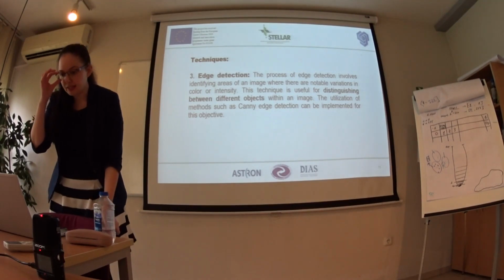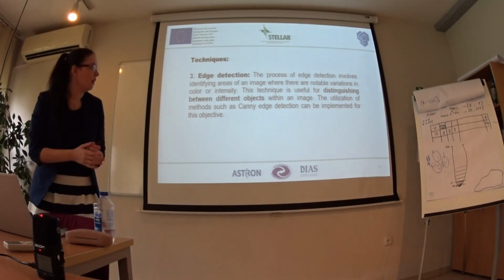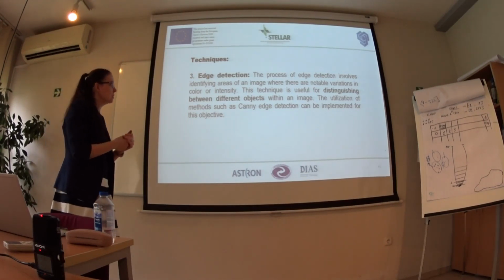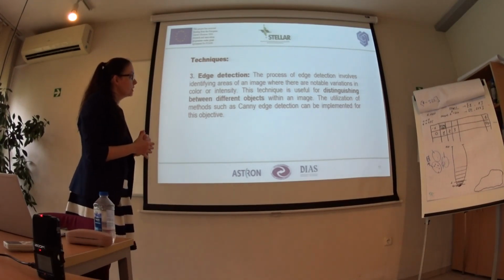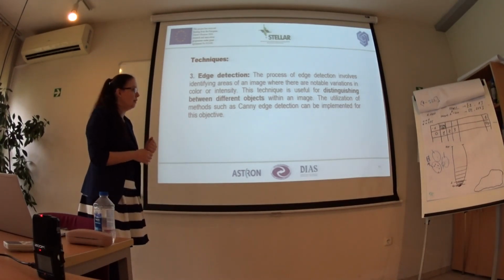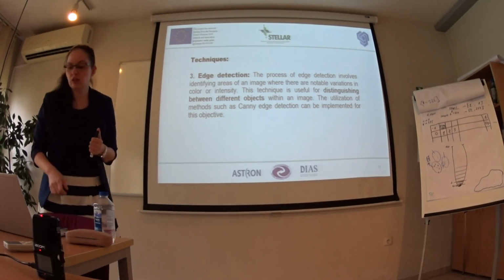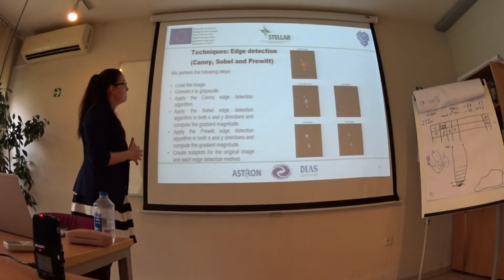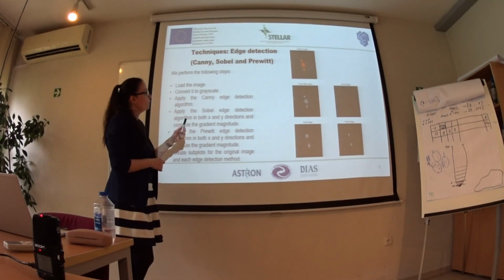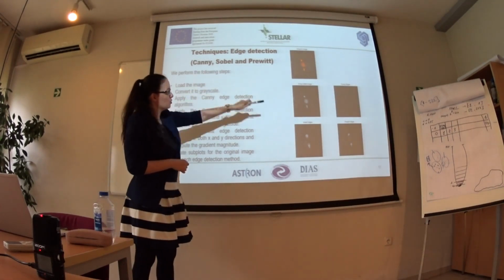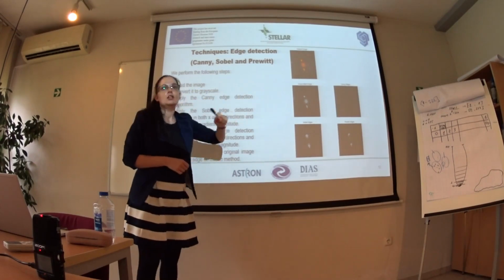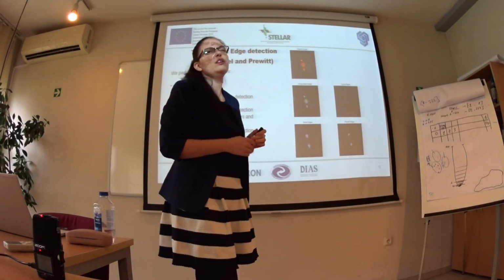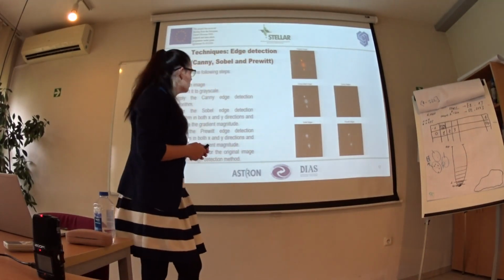The next one is edge detection, where we try to distinguish the objects in an image. We can apply, for example, Canny edge detection, or, of course, another type of segmentation technique. The first one will be Canny edge detection. I will show you results for Sobel and Prewitt. Those are three commonly used edge detection techniques.